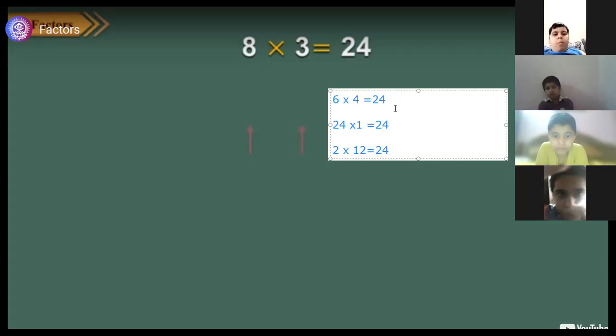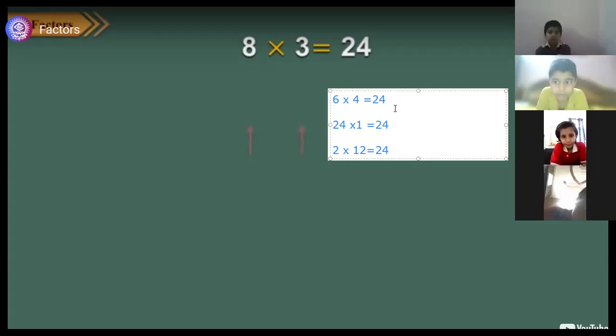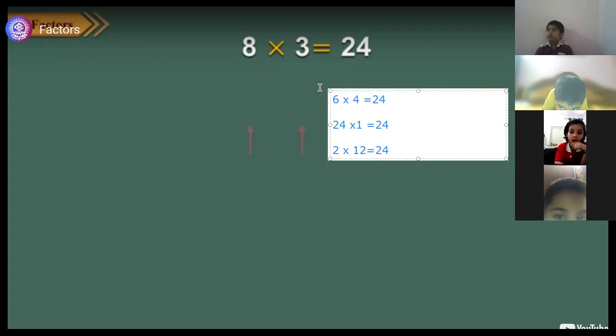Now after 7 we are going to take 8. But 8 is already given on your screen. 8 3s. Yes or no? Yes. And now we are moving to 9. And 9 is also an odd number. So again it is not possible. So it means we are having only 4 combinations. That is 8 multiplied by 3, 6 multiplied by 4, 24 multiplied by 1, and 12 multiplied by 2.